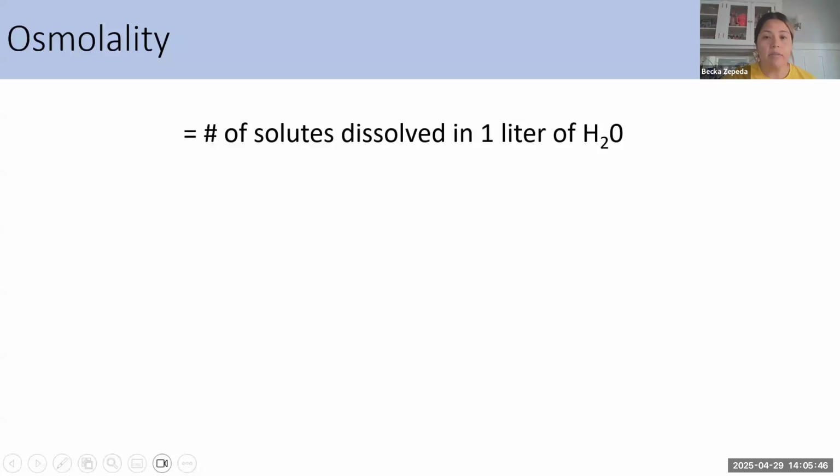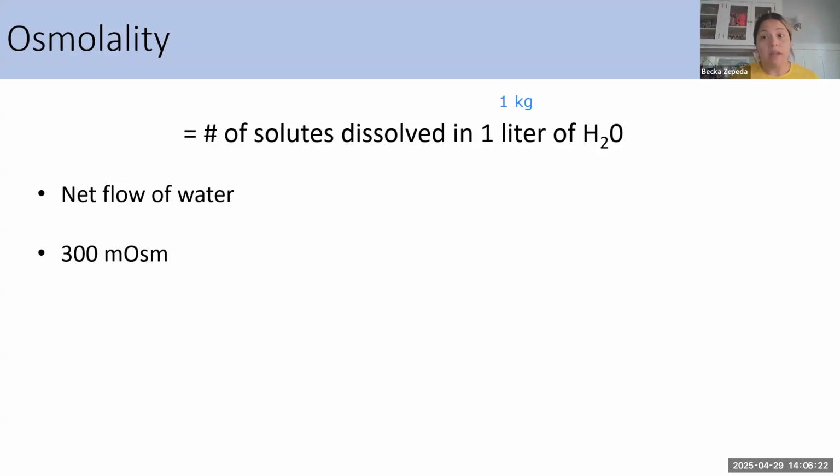So osmolality is the number of solutes dissolved in 1 liter of water. We use a liter because that's generally how we measure fluids, but it's also appropriate to say the number of solutes dissolved in 1 kilogram of water. It's the same measurement, or at least it equates to the same mass. So either one is fine. Osmolality is going to influence the net flow of water. So it's going to tell water which way to move. Okay.